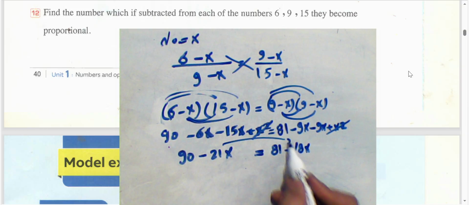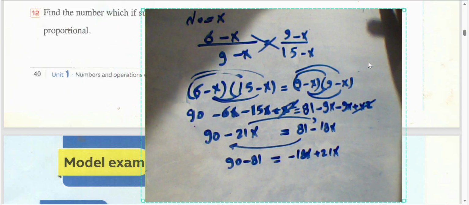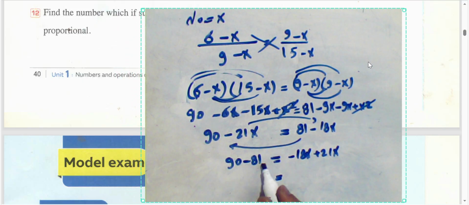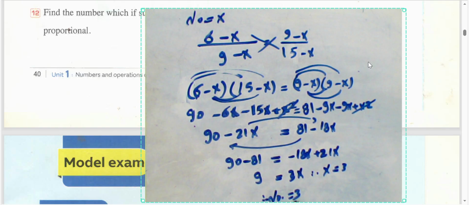Move negative 21x here, then we have 90 minus 81 and negative 18x plus 21x. 90 minus 81 equals 9. 21x minus 18x equals 3x. And we can divide by 3, then the number will be 3. Understood? The number here will be 3.